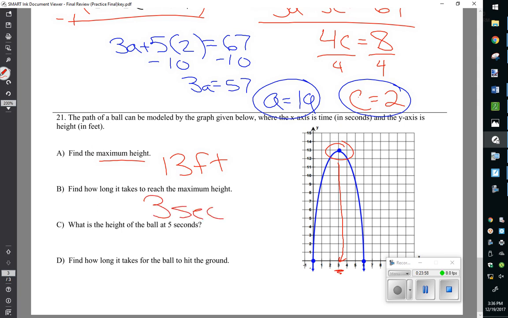What is the height at 5 seconds? So I'm going to go to 5 seconds. Here's 5 seconds. It looks like it's right there, which is 9 feet. How long does it take for the ball to hit the ground? It started on the ground, it goes up in the air, and comes back down. It hits the ground again at 6 seconds. The end.